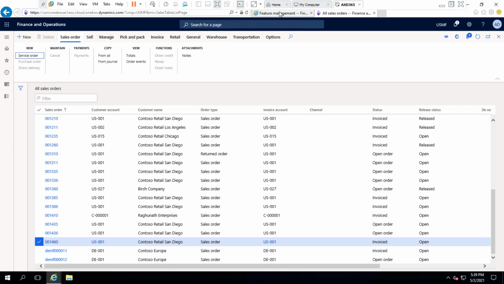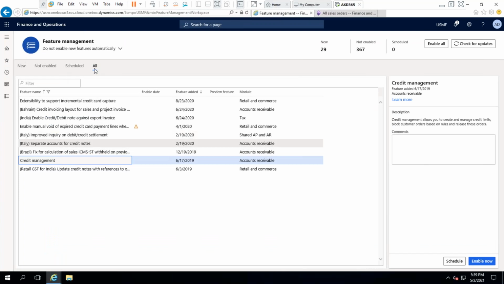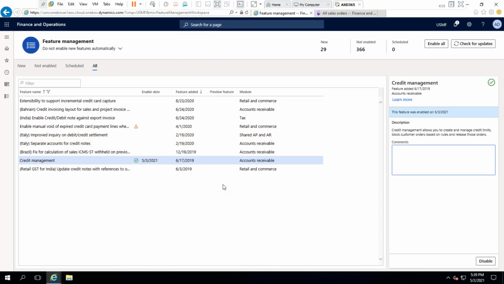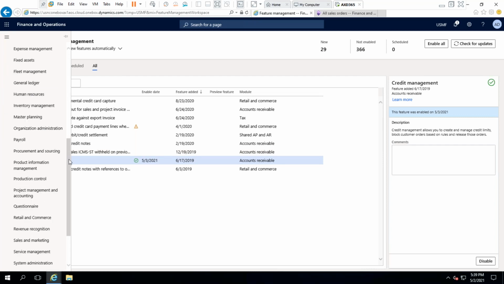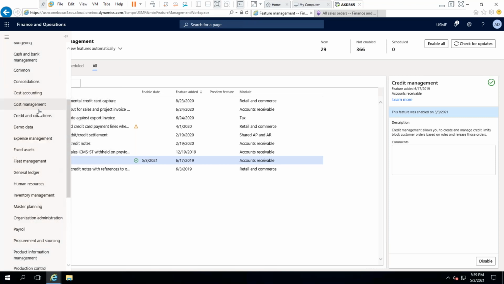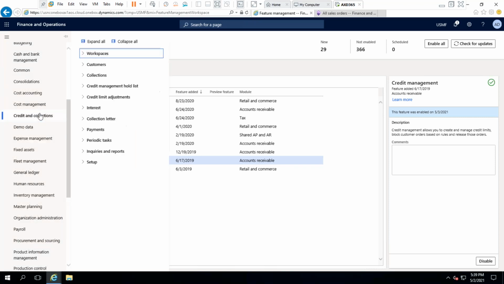So I will do one thing. I will enable this feature. So I'm enabling. If I enable this feature, then whenever I'm doing a sales order, it will see this button. Now the function is enabled. If it is enabled, credit limit functionality, this is group credit limit functionality. Then in credit and collection, this is a new feature introduced, but I'm not much happy.